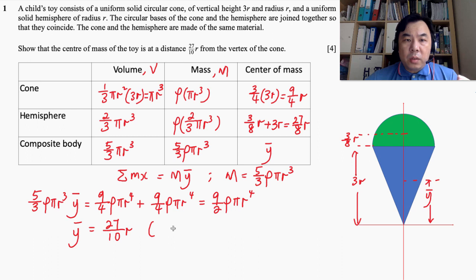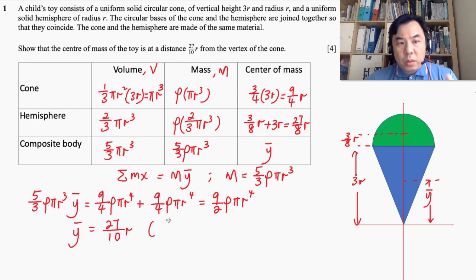Therefore, we have successfully proven that the distance of the center of mass for the rigid body, the composite rigid body that consists of hemisphere and cone, is located at 2.7 R, measured from the vertex itself. So here we'll put down, yes, it's proven. All right. Now I hope that is clear for this section here.